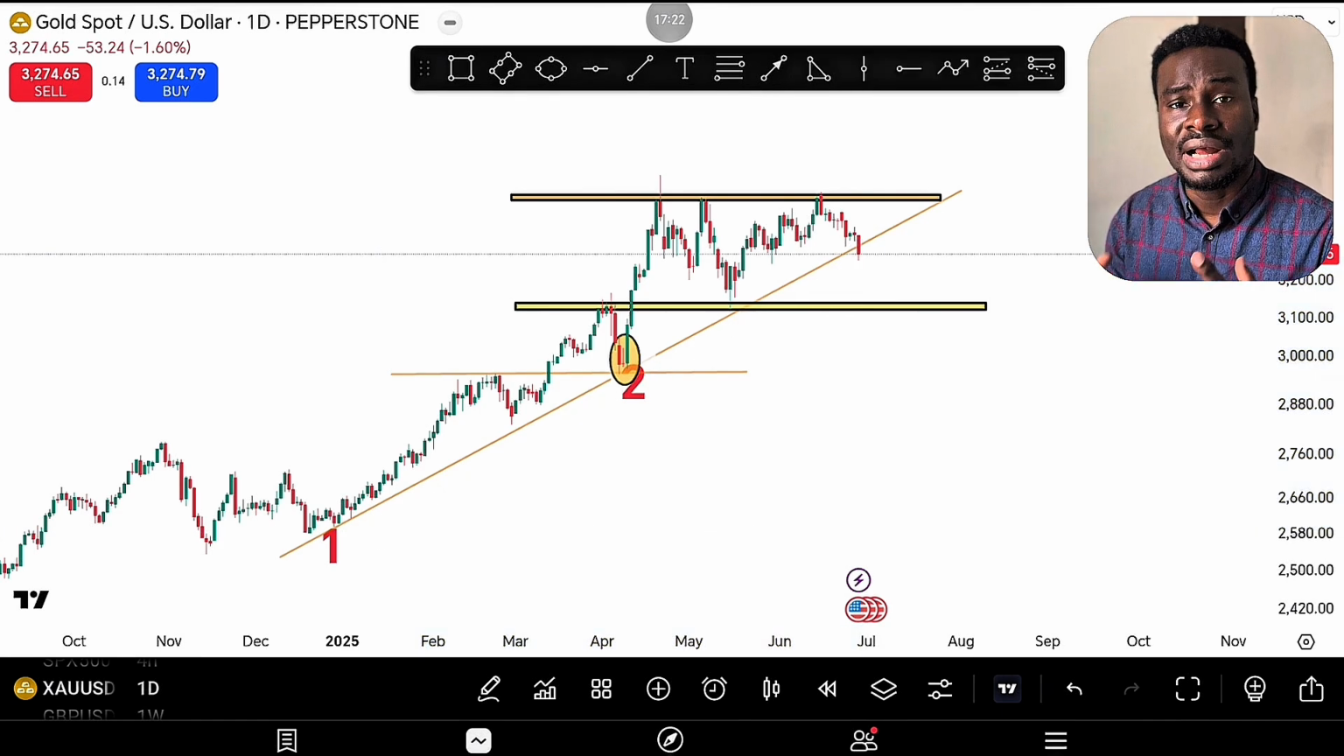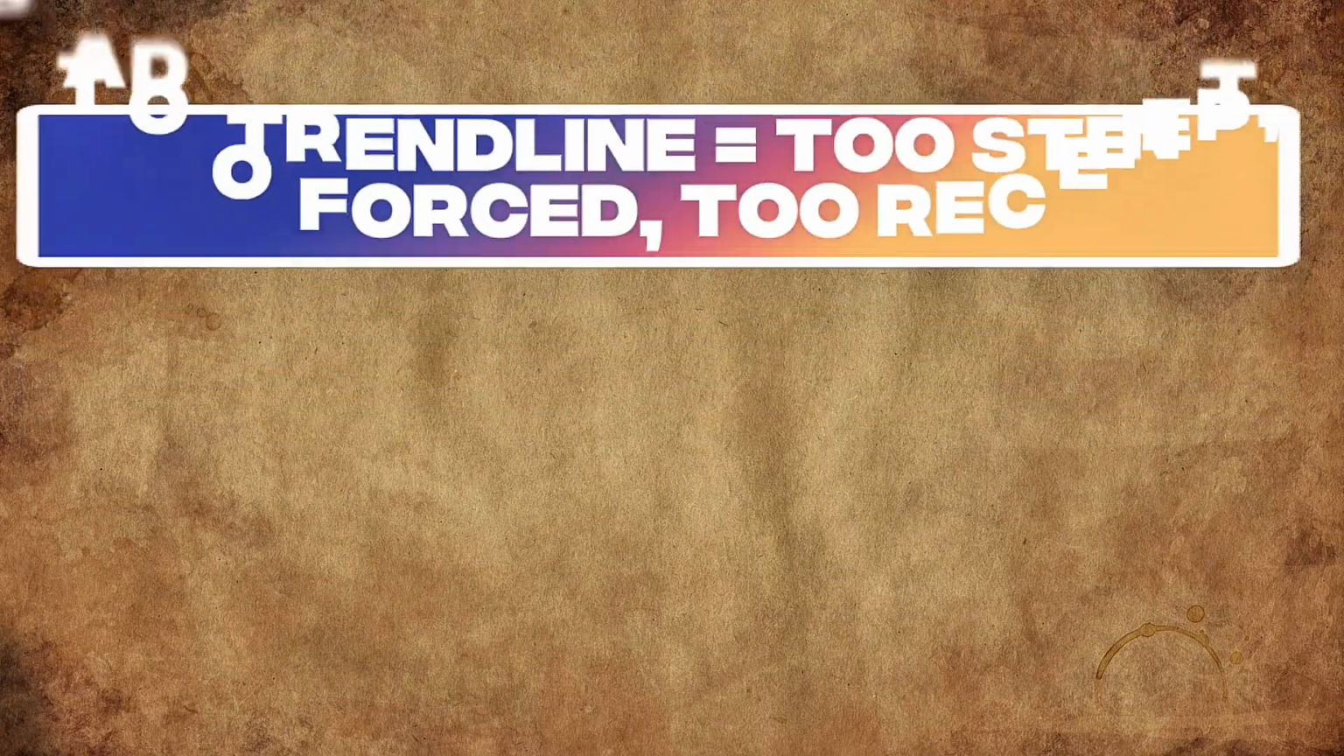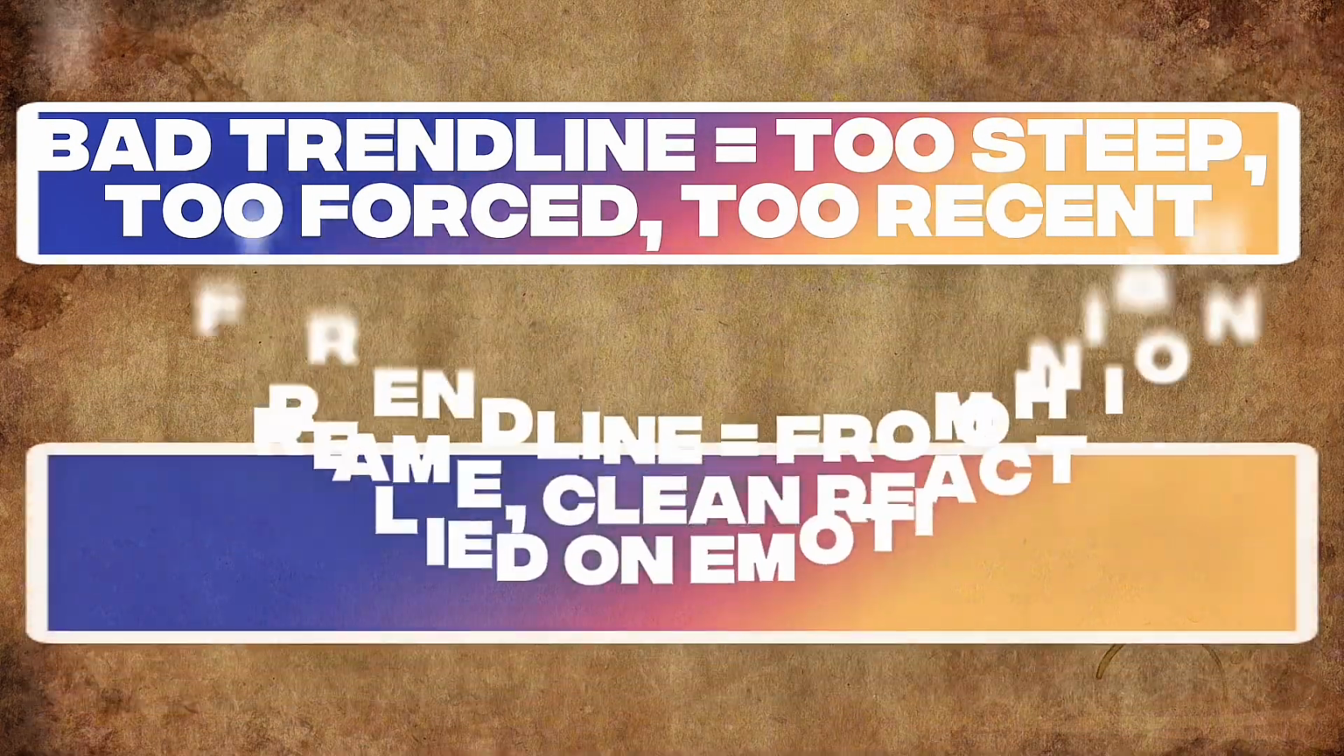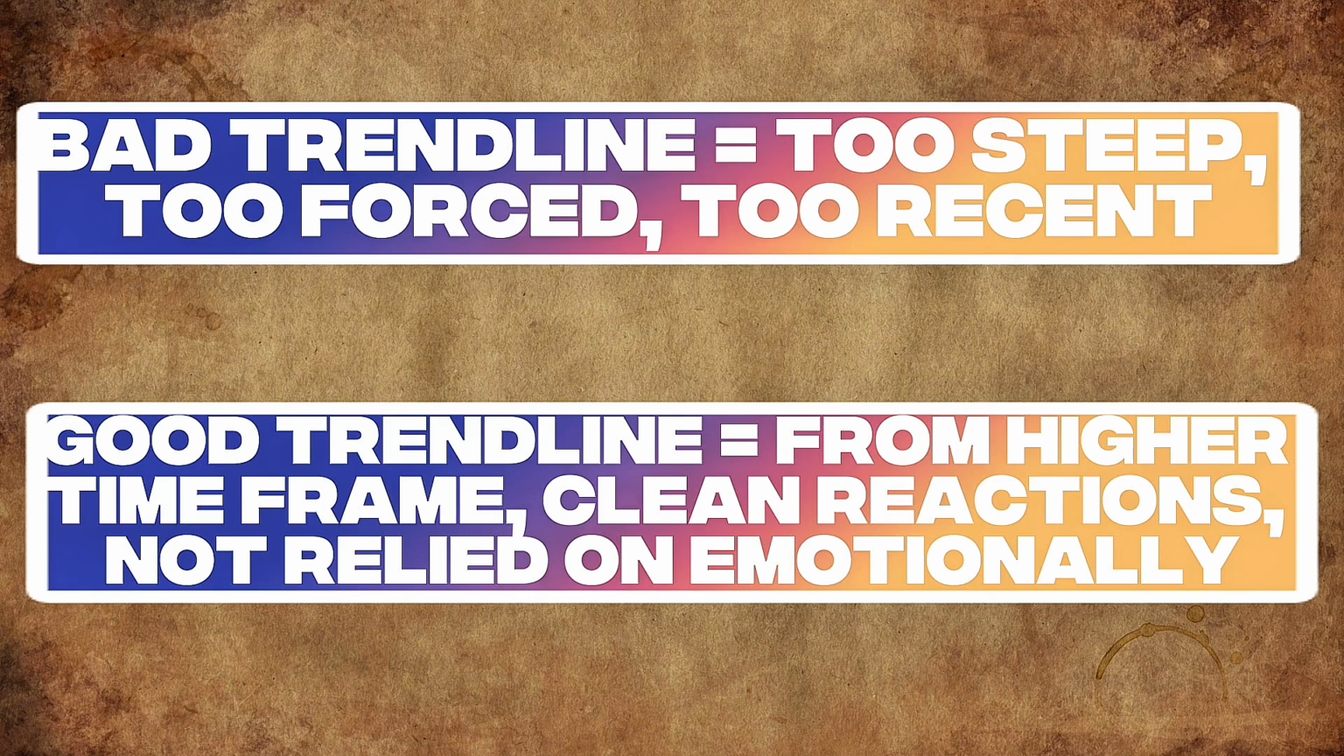Hopefully that has showed you how to use your trend lines. So this is a recap to use your trend lines like a professional. Only draw from obvious swing points. Use them to mark pressure zones, not perfect lines. Never enter because of a trend line. Confirm with structure. A bad trend line is too steep, too forced, and too recent. A good trend line, on the other hand, comes from the higher time frames, has clean reactions, and is not relied on emotionally. Think of trend lines like this instead.